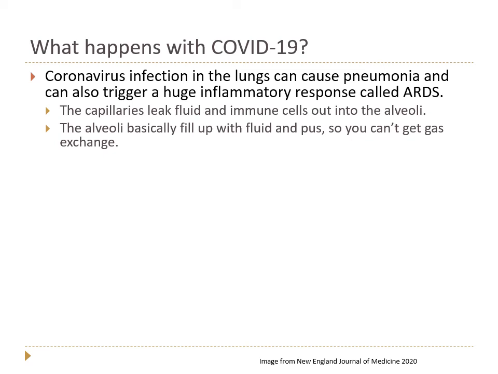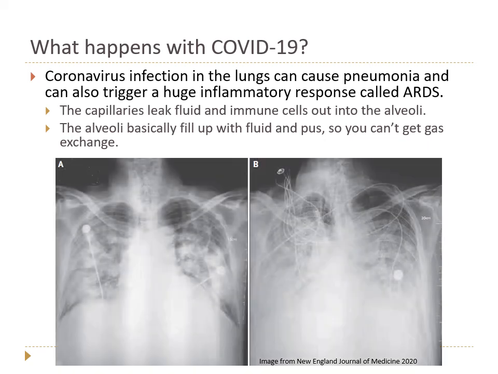And what happens is that the capillaries get really leaky. And so fluid, right, plasma, leaks out of the bloodstream and into the alveoli, and immune cells as well. So in a pneumonia, you normally have some fluid and pus inside the alveoli. But in ARDS, you have this happening throughout almost the entire lungs. Basically, we call it kind of a complete whiteout.